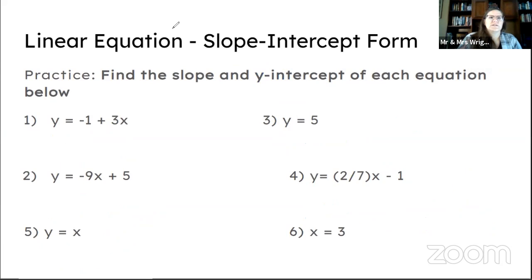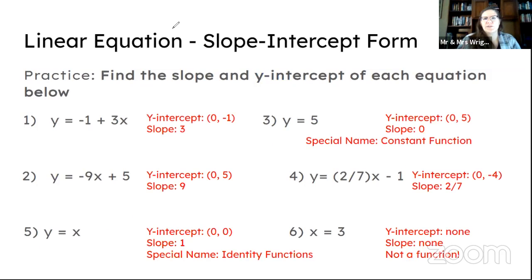Okay. So here's some answers written neatly for you. And I also have some extra information here. Y equals 5 had a special name of a constant function. Here, this one had a special name of an identity function. That goes back to the first page that we looked at where it listed out all the linear equations. You should already have that written in your notes, but it always is good to write it again.